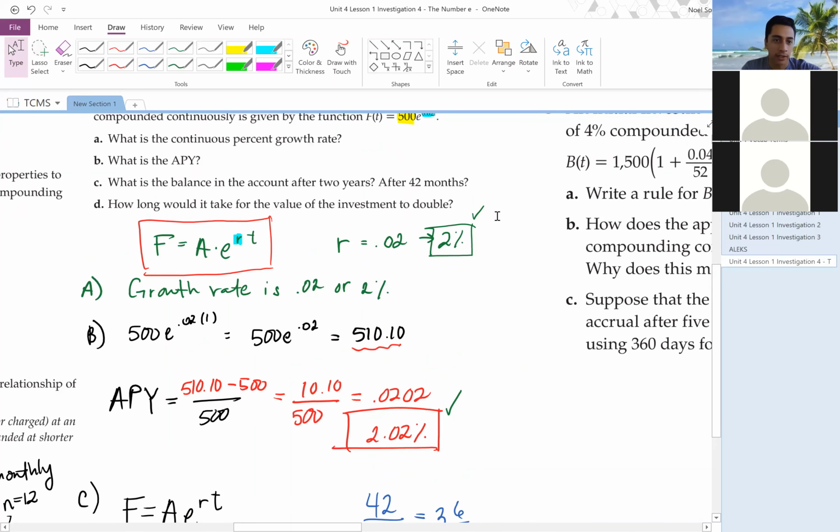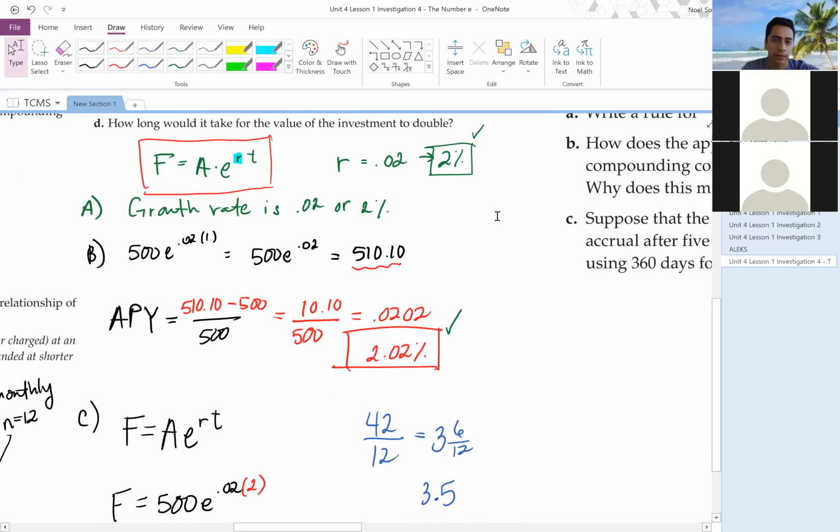Okay, and then now for part D, the question is how long would it take for the value of the investment to double? Okay, how long would it take, right? So we're not given time. We have to find time. Okay, so that's what we're going to look for. How long is it going to take to double the investment?